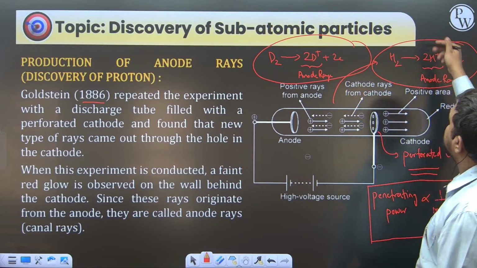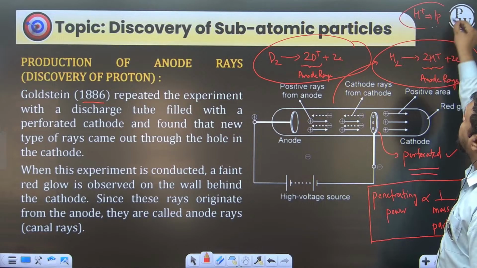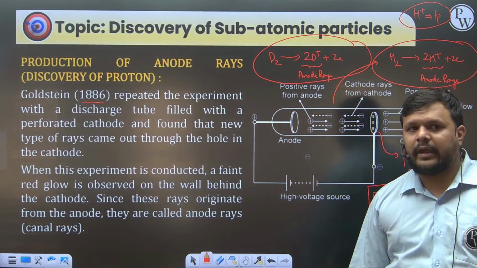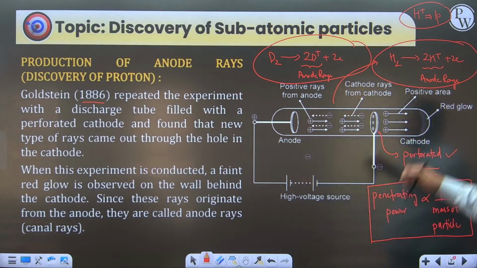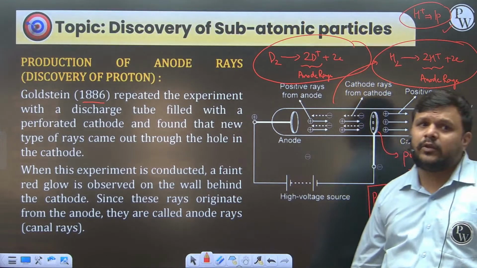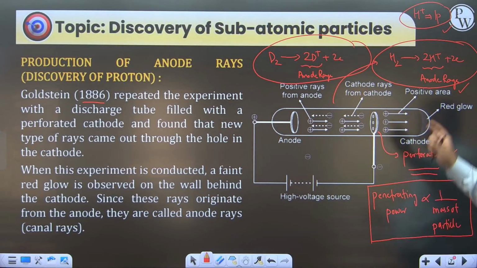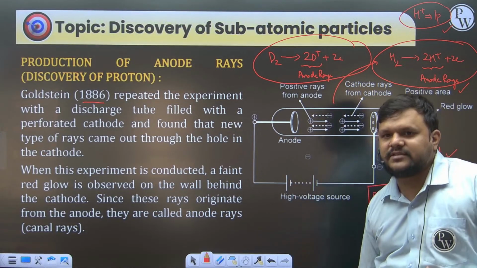See, H plus, as you can see over here, has only one proton in it. It was having an electron, but due to the plus charge, it got ionized, and the hydrogen has lost one electron, and this H plus has only one proton. So H plus is nothing but a proton. So definitely Goldstein, first of all, he took the hydrogen gas, and with this hydrogen gas, we got this H plus as a proton. So the proton discovery definitely took place when he took the gas as hydrogen gas.